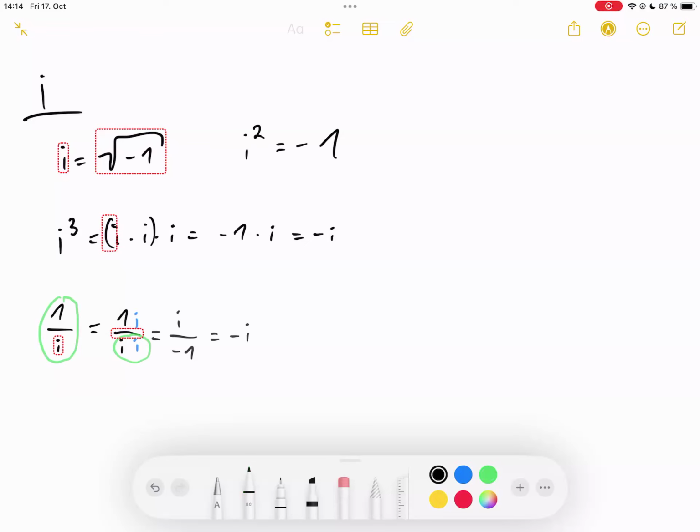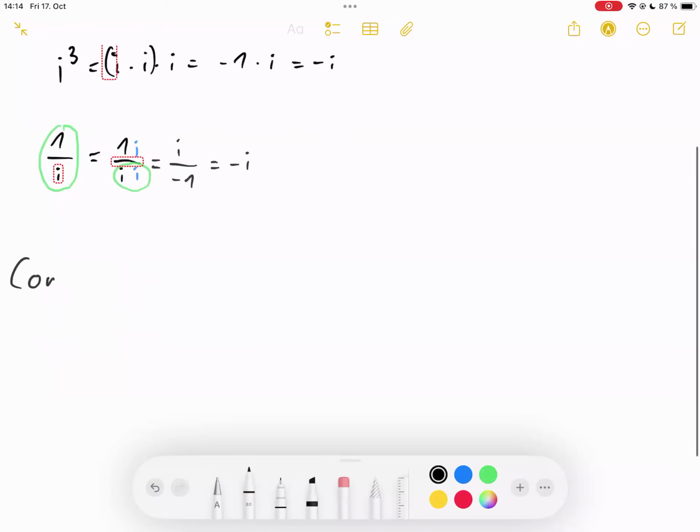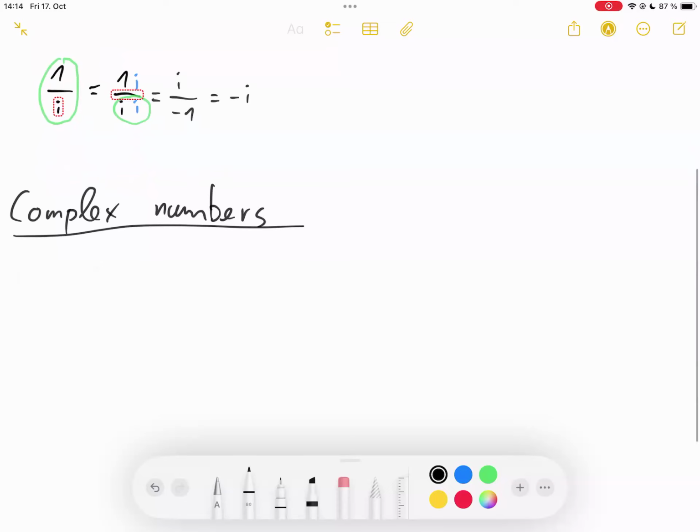And with that, we come now to the complex numbers. And complex numbers, for example, we call one z, and z is an addition of a and the product b times i. And a and b are real numbers.